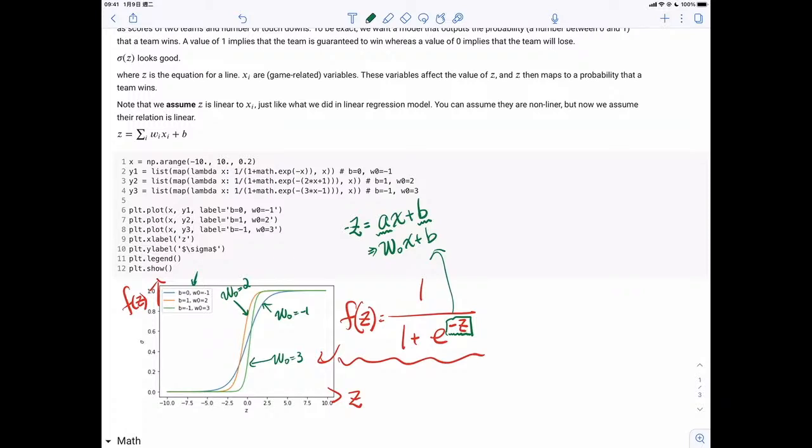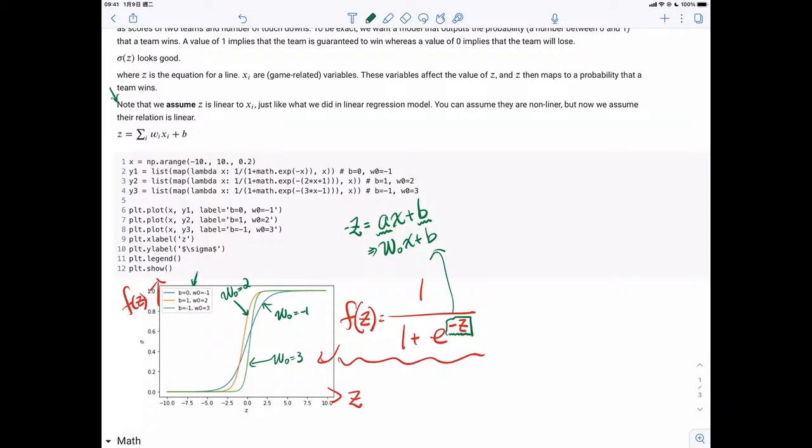As we mentioned before, we would like to have a Z shape to fit our binary target data. So it looks like this. However, there is a very important assumption right here. I would like to make sure you notice that. Note that we assume Z is linear to X, which is your feature.